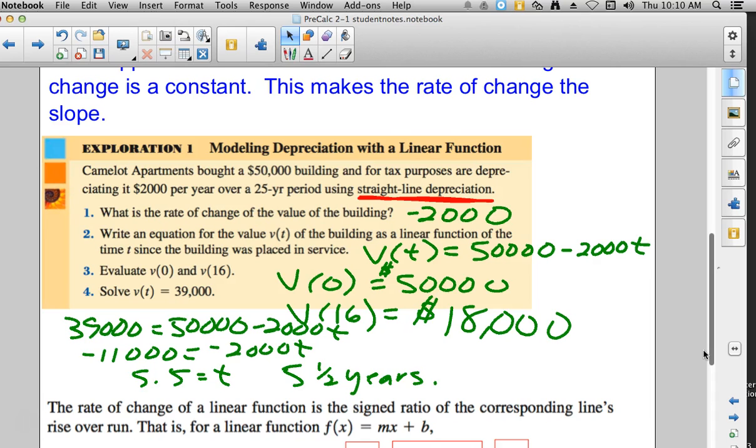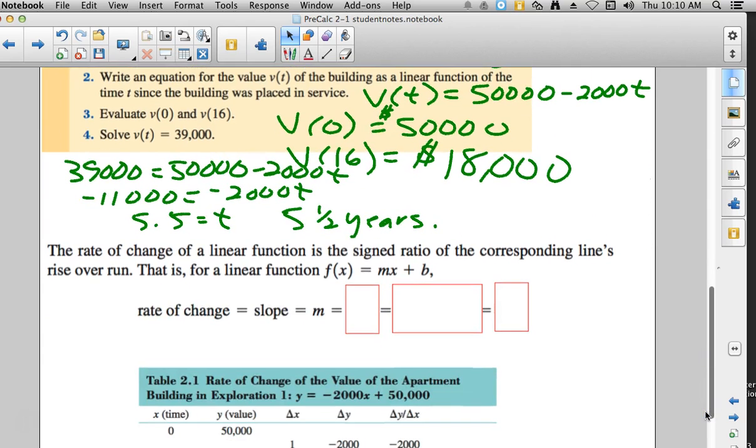So that was a little word problem with a line, but you know what? Even the word problems are not too bad once you figure out that average rate of change stays constant, and that average rate of change is the slope. That's what we're doing. So the rate of change of a linear function is the signed ratio of the corresponding line's rise over run. That is, for a linear function f of x equals mx plus b, rate of change is slope, which is m, which is rise over run, which is the first thing you learned when you're doing rise over run back in linear algebra.